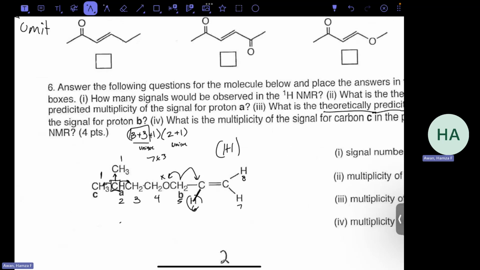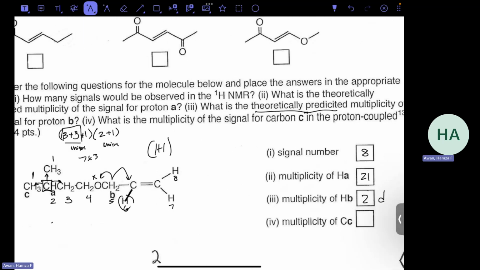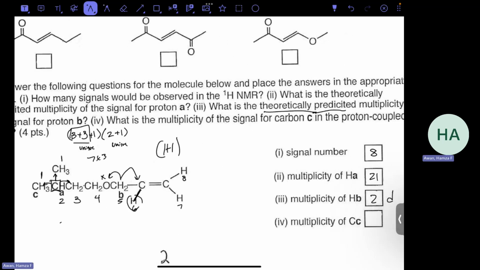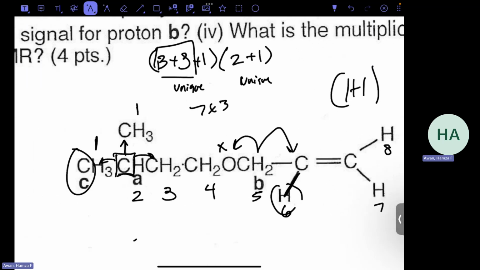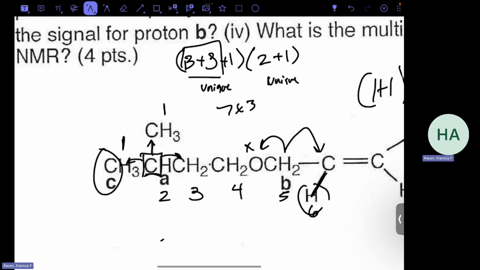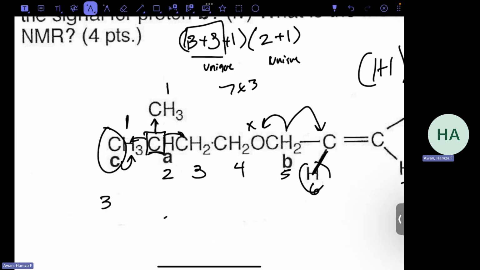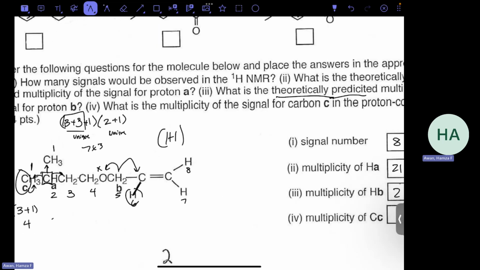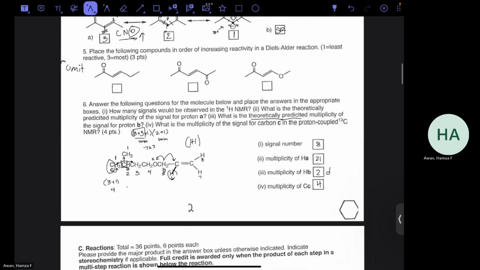And so now, finally, what is the multiplicity of the signal for carbon C in the proton coupled C13 NMR, right? So whenever we're looking at multiplicity of the carbon, we're only going to look at the hydrogens that are attached to that carbon, right? So that's going to be 3 hydrogens. And we're going to do the same thing, 3 plus 1, and that's just going to be our number 4. So the final multiplicity of C is 4.